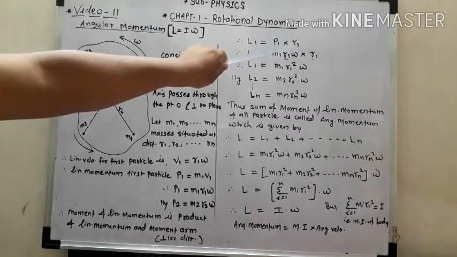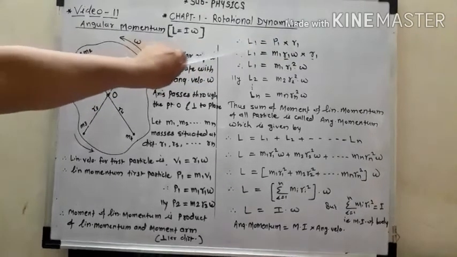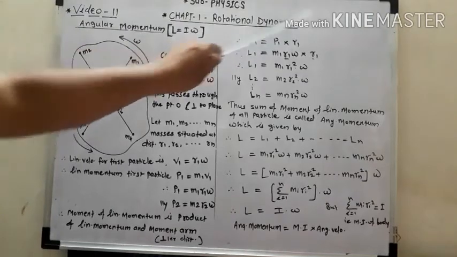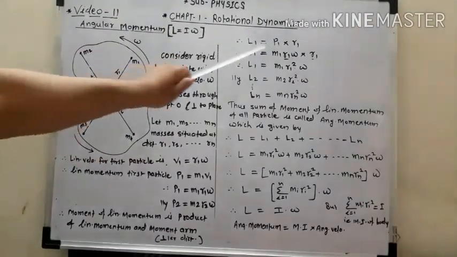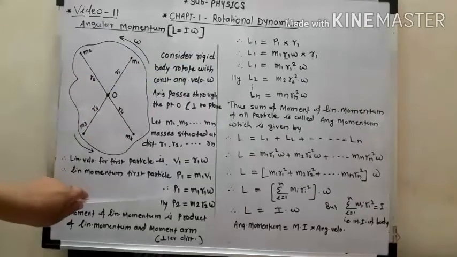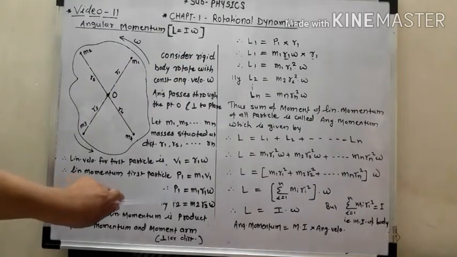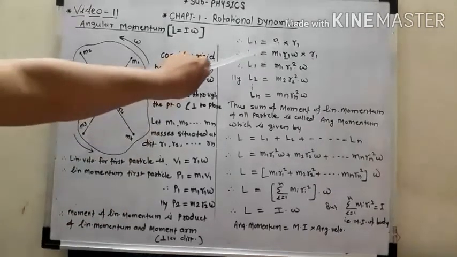This is the perpendicular distance, also called the moment arm. Therefore, L1 is equal to P1 into R1. Then we can substitute the value of P1. What is the value of P1? P1 is equal to M1 R1 omega. Substitute this in place of P1.